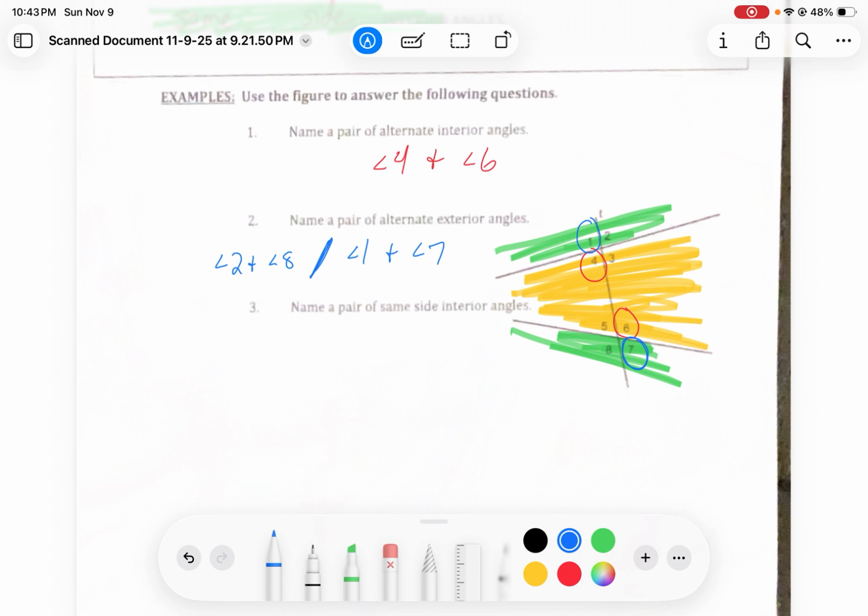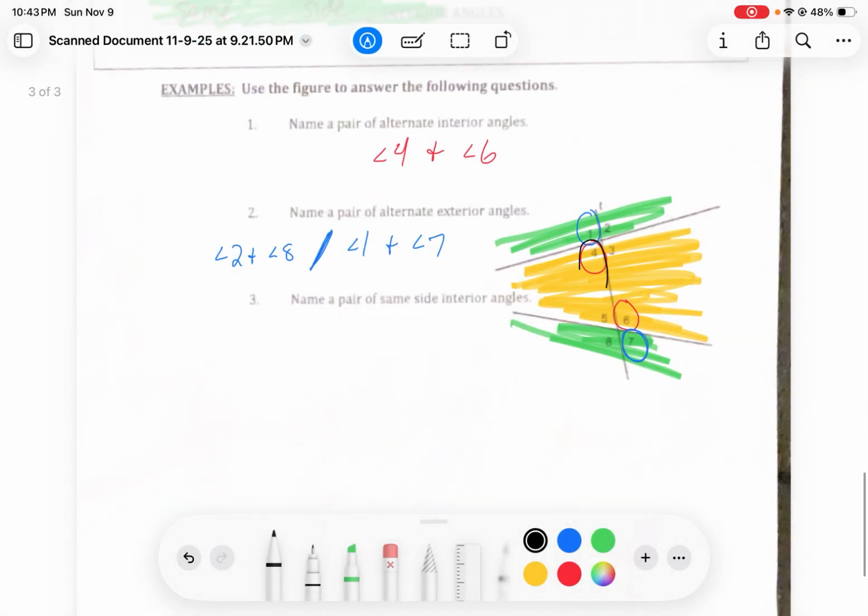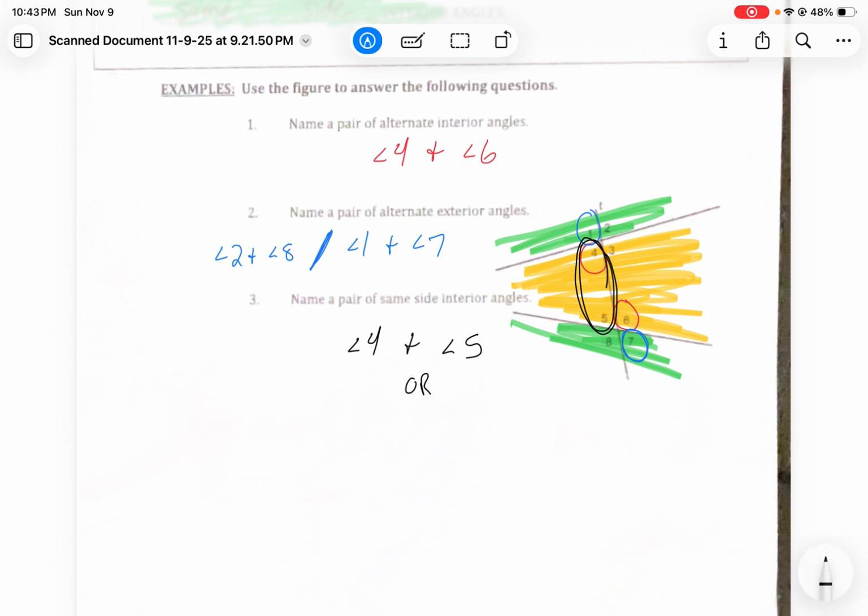Okay, and then the last one, name a pair of same side interior angles. So same side interior angles are on the inside and the same side of the transversal, so angle 4 and angle 5. Or you could say angle 3 and angle 6. Both of those pairs are same side interior angles.